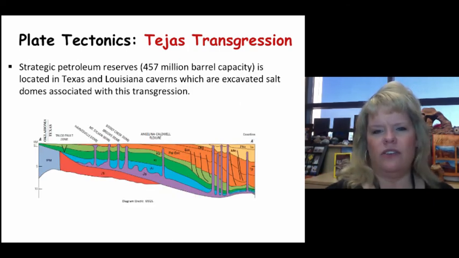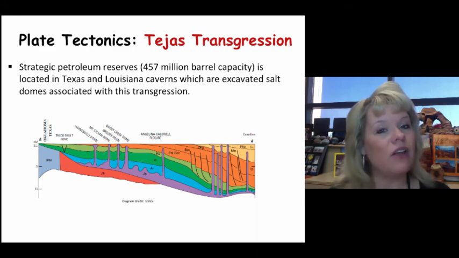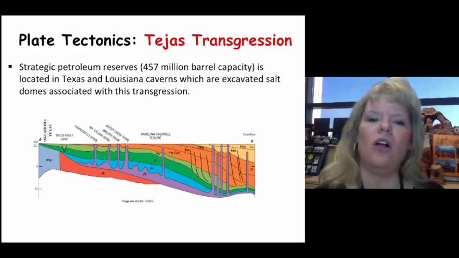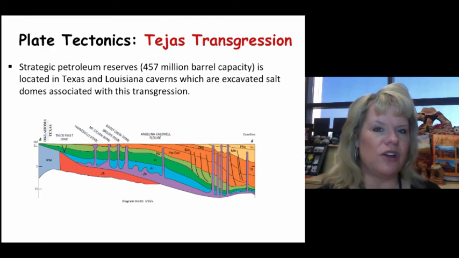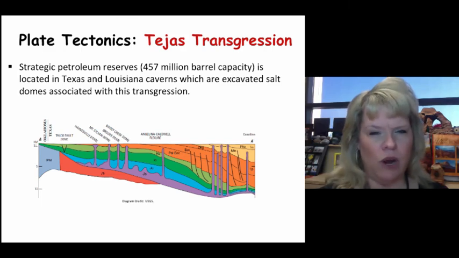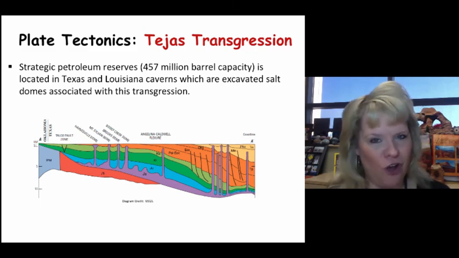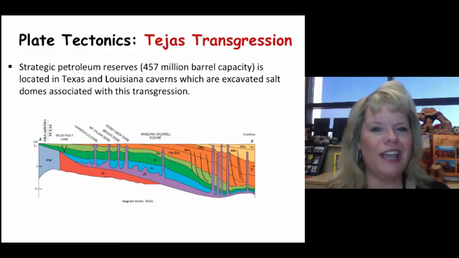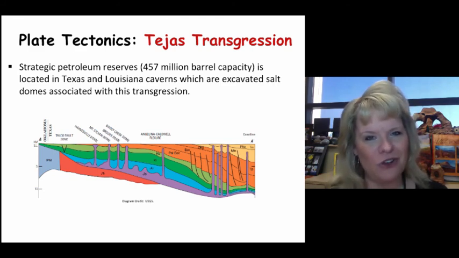When we think about the Tejas Transgression, I think it's noteworthy here to point out that this is such a prolific amount of salt. We've used the salt, and second of all, we've used areas that we've mined out the salt to store a whole bunch of the oil that we've gotten from this as an emergency backup plan for the United States, to be exact, around 457 million barrel capacity. So if you weren't aware of this, that's located in parts of Texas and Louisiana, and this reserve comes from these aged rocks. And the oil and gas is from the Cenozoic rocks, but the ability to get it out of the ground came from the Jurassic Louann salt domes.